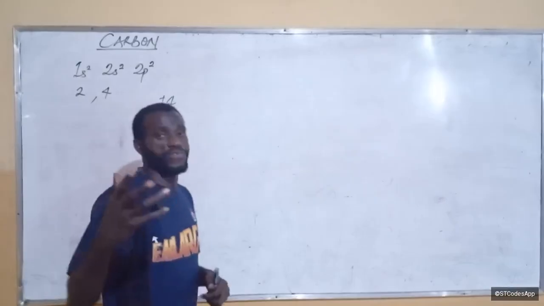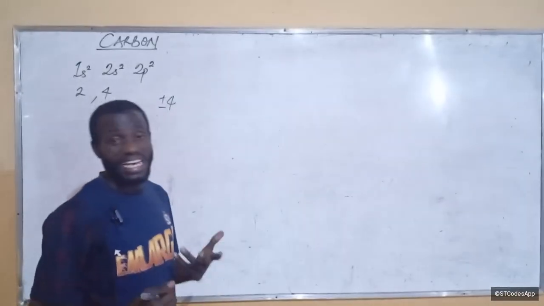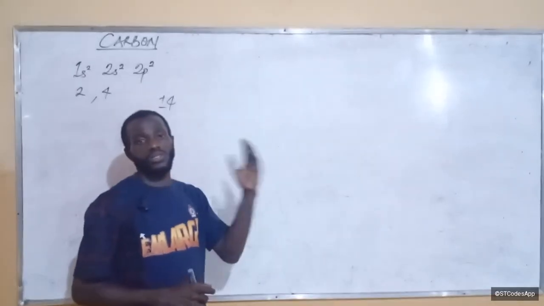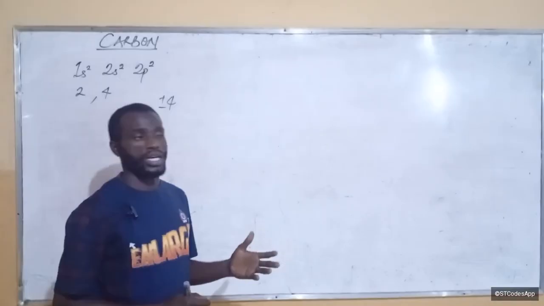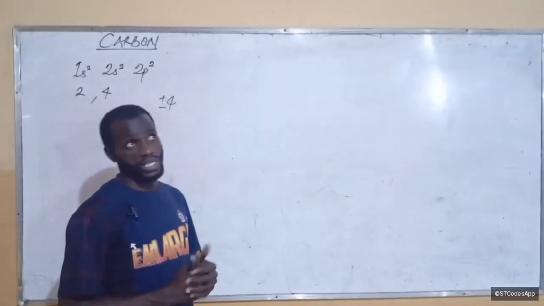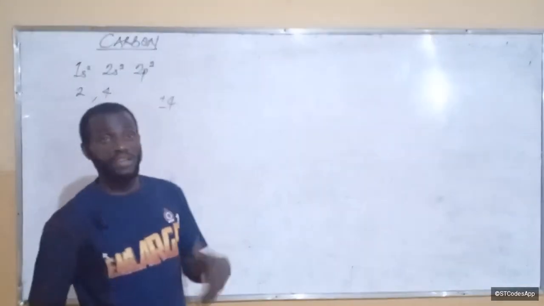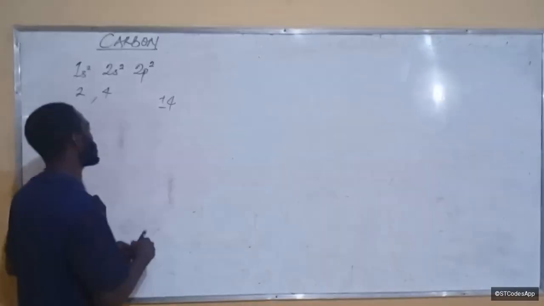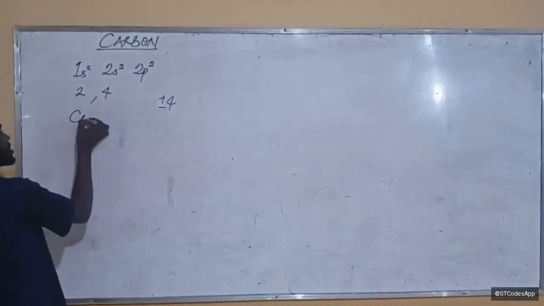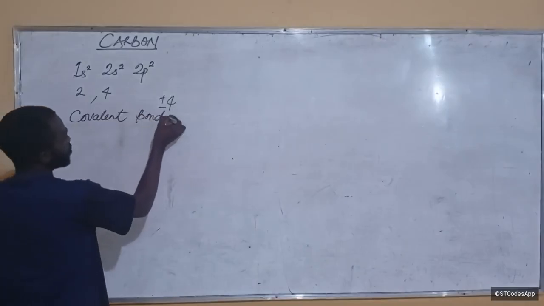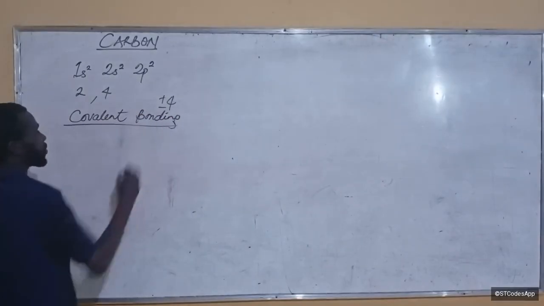So what if it were to give away the 4 electrons? Now, to give away 4 electrons requires high amounts of energy, and that energy it doesn't want to give up. So what does carbon therefore do? Now, carbon engages in what is called covalent bonding. Now, this will lead us to the properties of carbon.